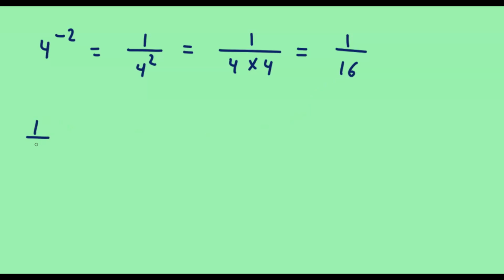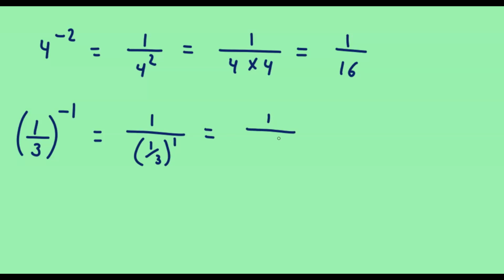Let us consider another example. Let us consider 1 by 3 raised to the power of negative 1. Then this will be 1 divided by 1 by 3 raised to the power of 1. So we end up with 1 divided by 1 by 3 multiplied by itself 1 time. So that's just 1 by 3. So 1 divided by 1 by 3 is equal to 3.